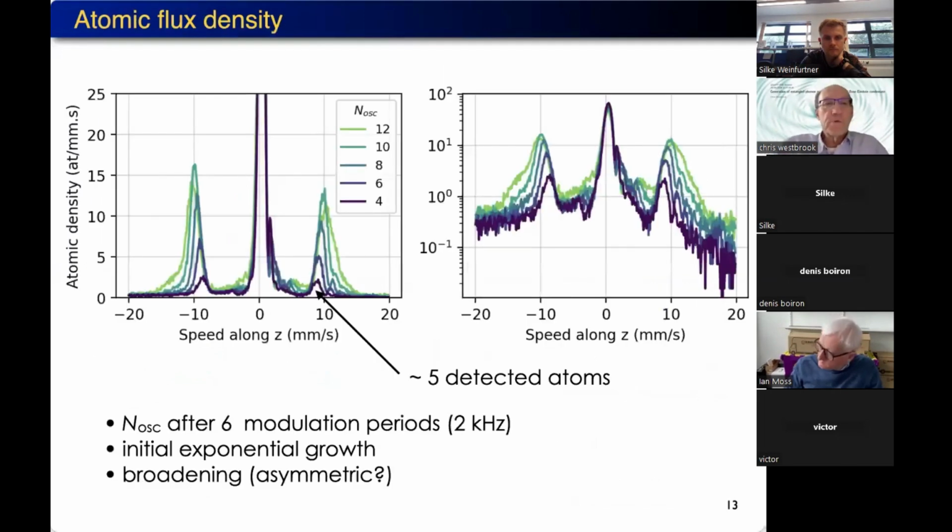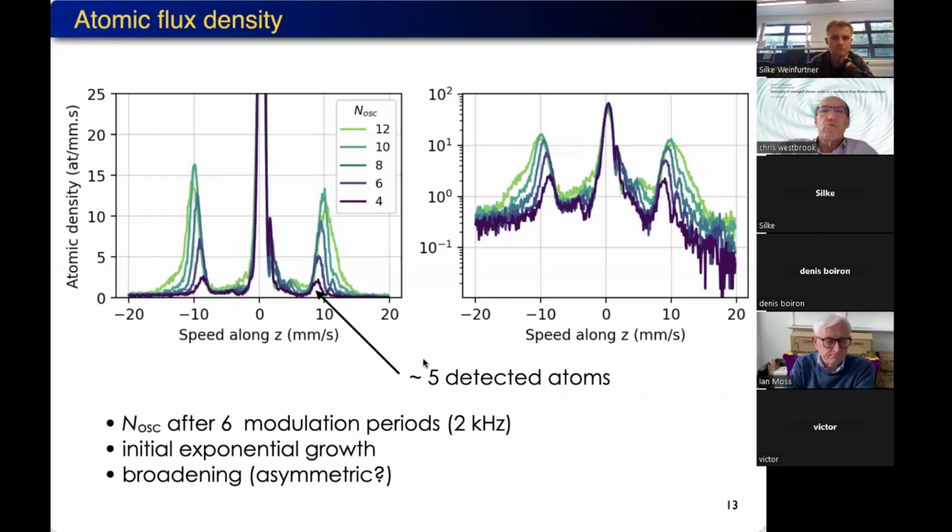Knowing all this, we can now take a closer look at the data that we get when we do this excitation. Here I'm showing 5 different curves in which we excited the atoms for different durations. The procedure was first to allow the laser to modulate over 6 periods at 2 kilohertz, stop the laser, and then allow the condensate to continue to oscillate for 4, 6, 8, 10, or 12 oscillations. The longer we wait, the more quasi-particles we produce.